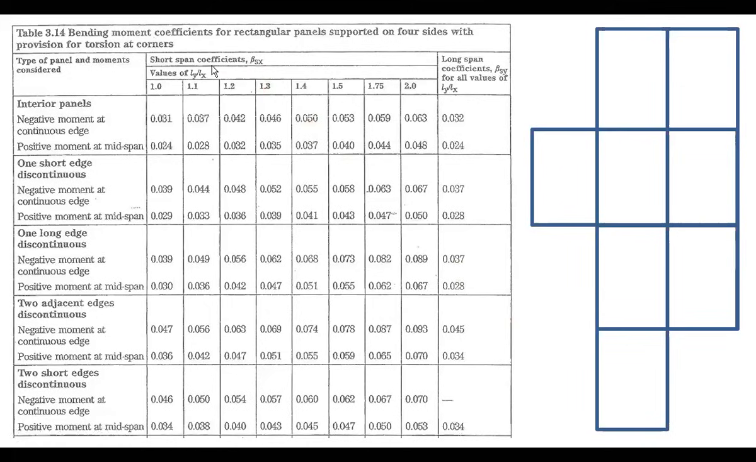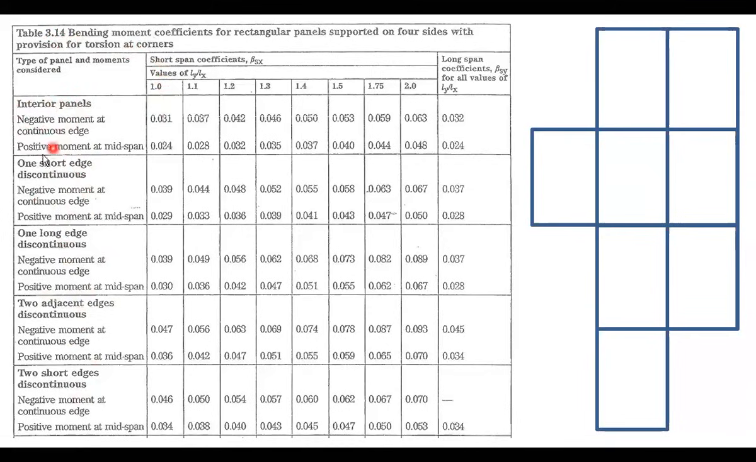In this Table 3.14, you can find the bending moment coefficients for rectangular panels supported on 4 sides. So these are our panels: two-way slabs, and restrained because we have torsion moments at the corners. So these are restrained slabs, and we have many different values. This is not similar to Table 3.13 in the case of simply supported. In the case of restrained, we have many different cases here.